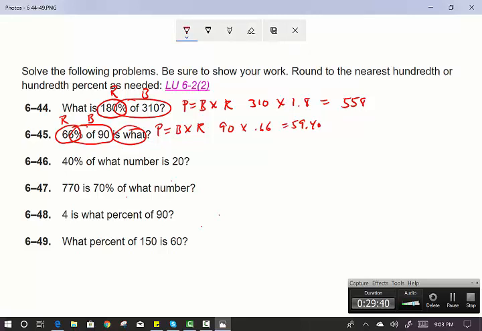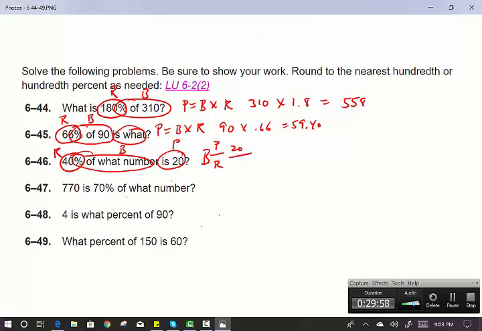Number 46, 40% is your rate. The number that follows "percent of" is your base. The number associated with "is" or "equal" is your part. So we're going to solve for the base, and the base is equal to part divided by rate. So the part is 20 divided by 0.4 after you move the decimal point 2 places to the left. And 20 divided by 0.4 is equal to 50. So 40% of 50 is 20.